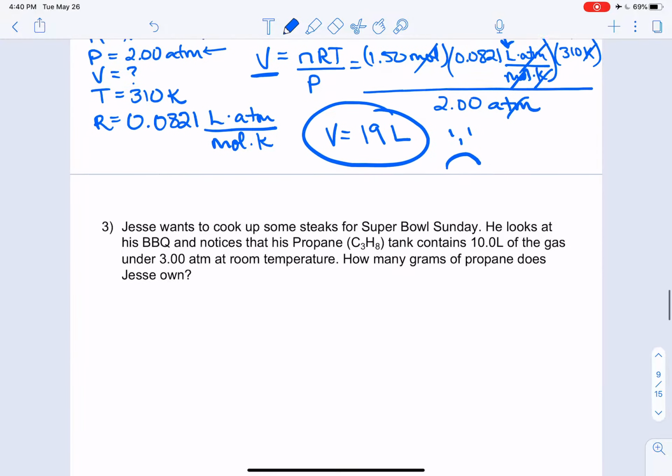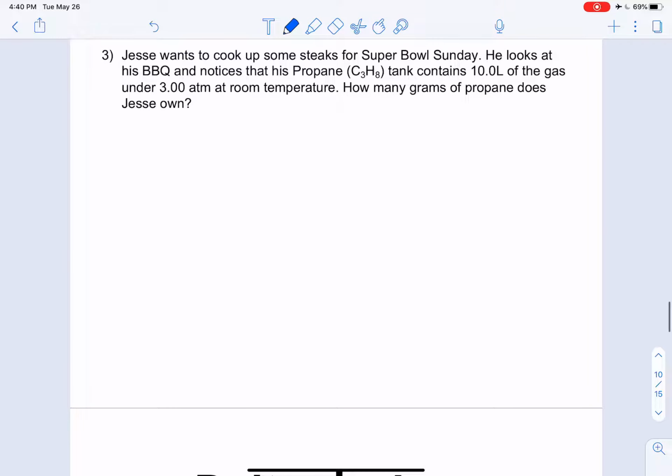Okay. So, number 3 says Jesse wants to cook up some steaks for Super Bowl Sunday. He looks at his barbecue and notices that his propane tank contains 10 liters of gas under 3 ATM at room temperature. How many grams of propane does Jesse own? Okay, so we know we're in the PV equals nRT section. So let's see if this holds.